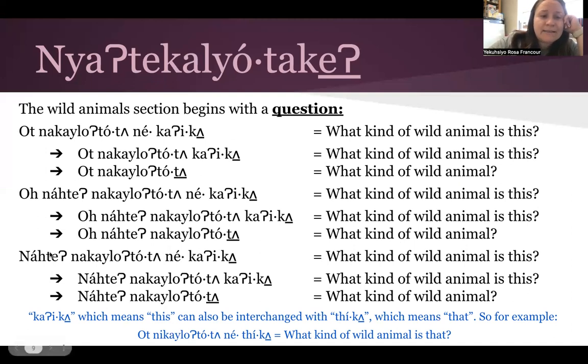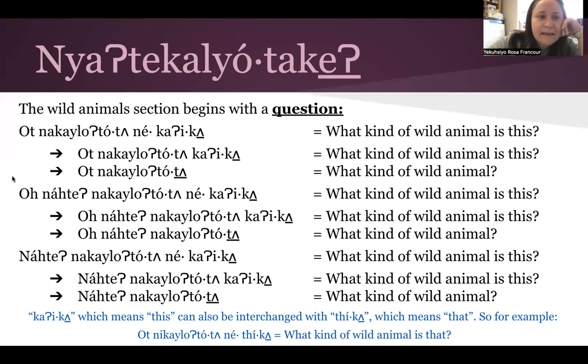The last one here, nate, also means what? Otnate nagaliotoda negaig. It's the same base of our question. We just changed the question word where what kind of wild animal is this? Nate nagaliotoda gaig. Again, same thing. We're just taking ne out. It is really no change. It's just another version. And the same thing with the last one. Nate nagaliotod.